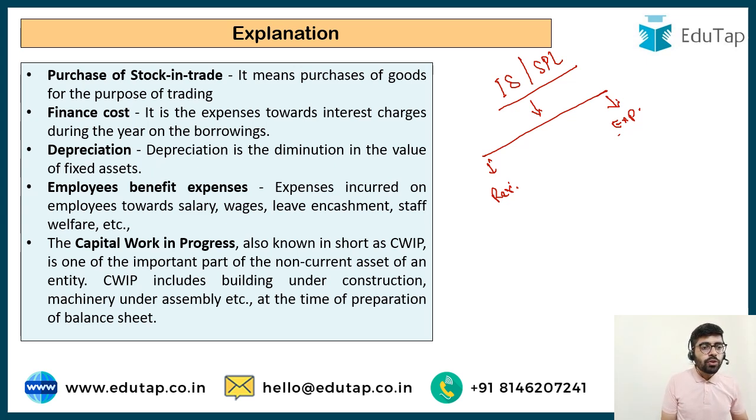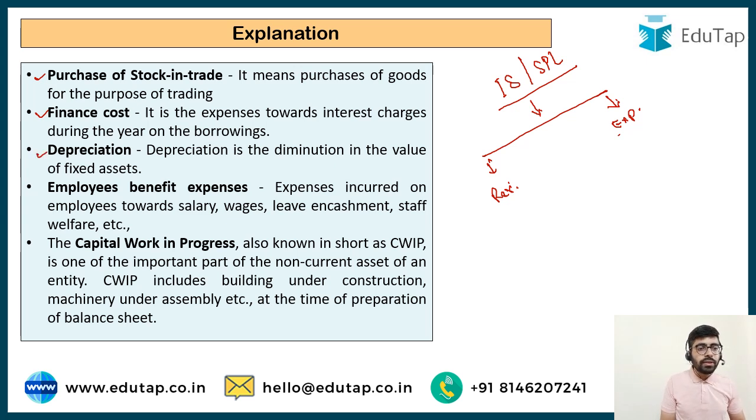You purchase some stock in trade for the business. You purchase some goods for the purpose of reselling them. I'm buying mobile phones for the purpose of reselling them. This is definitely my expense. Then there's finance cost. I have taken a loan from the bank and I regularly pay interest on it. Now this interest is again an expense for my business.